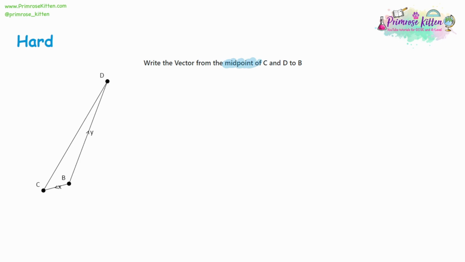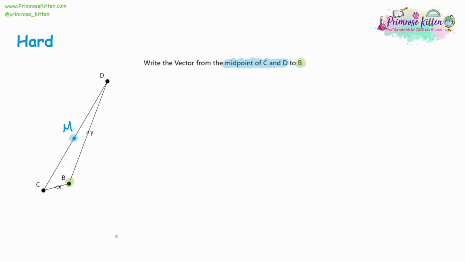The next question was starting at the midpoint. That's the midpoint of C and D. So let's label that. And we're going to B. So what we need to do is, you can think of it going from B to C, but then we can't go down the line that ends on because there's no labelled vector for it. It would be the same going the other way around. So there's no way to get to M as we're looking at it at the moment.